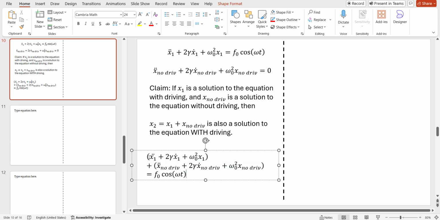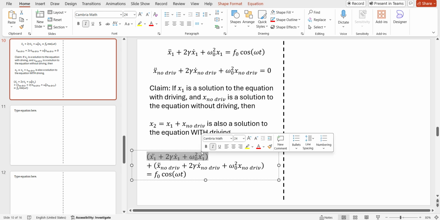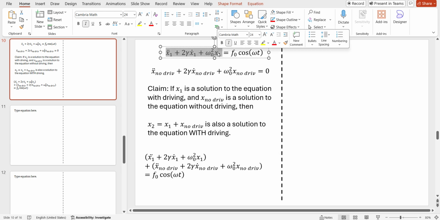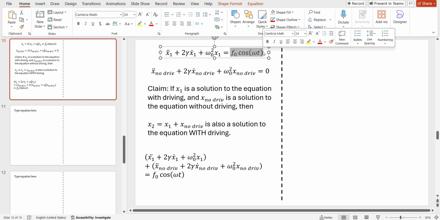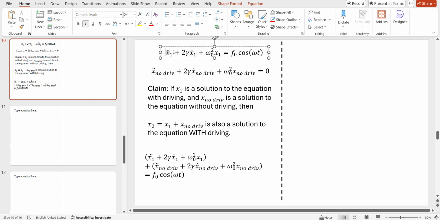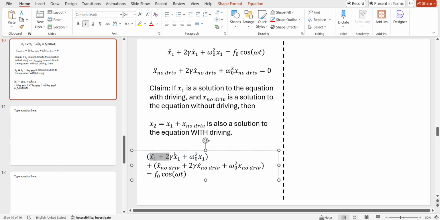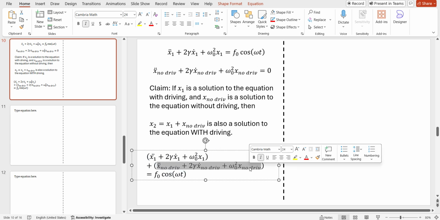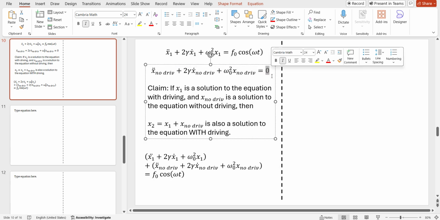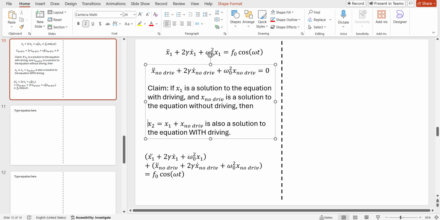Okay, well, by definition, all of this, which is exactly the same as this, is equal to f naught cosine omega t. That's what it means to be a solution to the driven equation. So all of this is equal to that, and then all of this stuff is equal to 0. So the equation is still true if we use x2, this solution that's a sum, because the undamped motion is equal to 0, so it just goes away if you plug it all in. It has to do with the fact that this equation is linear.